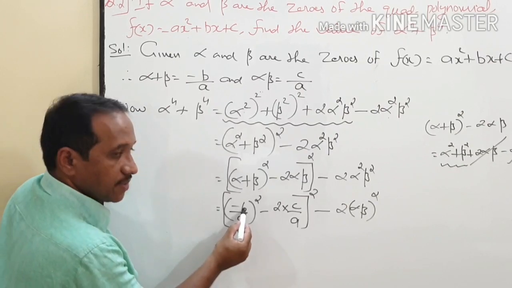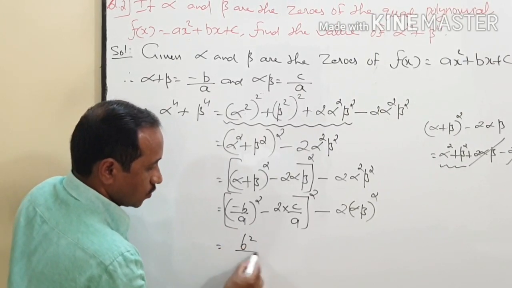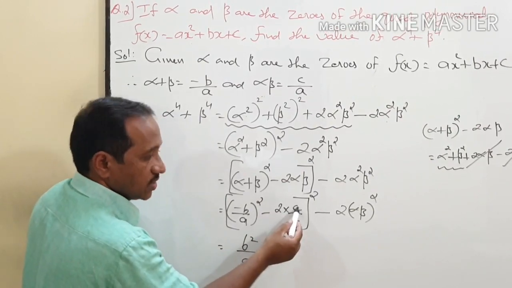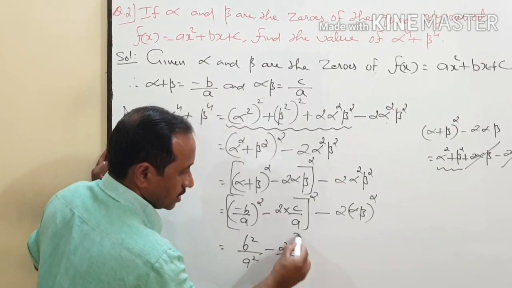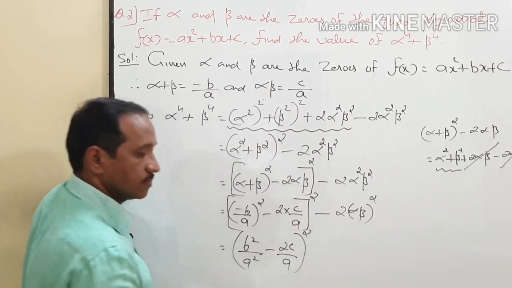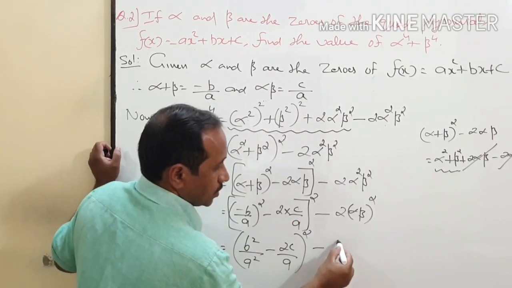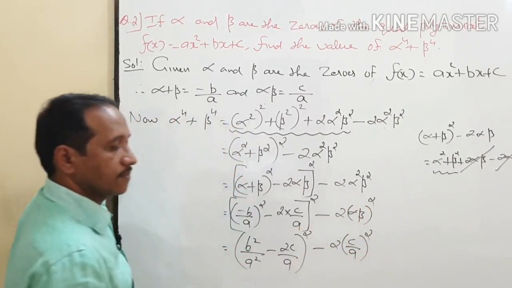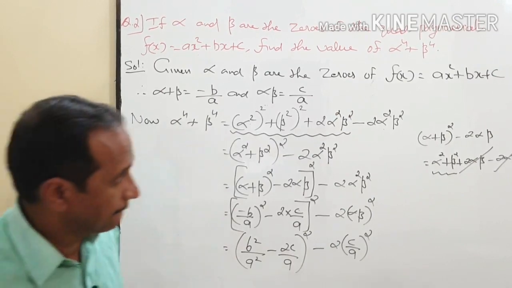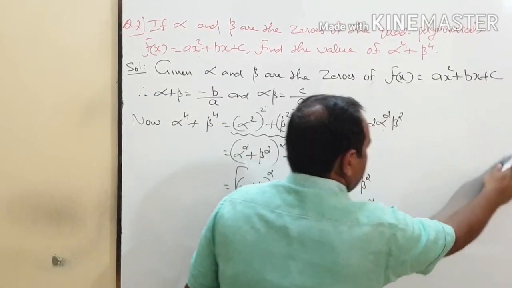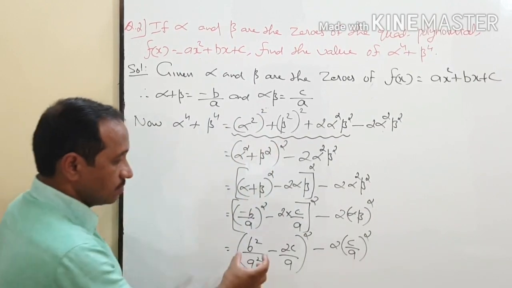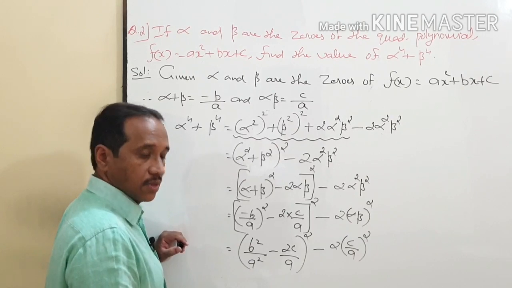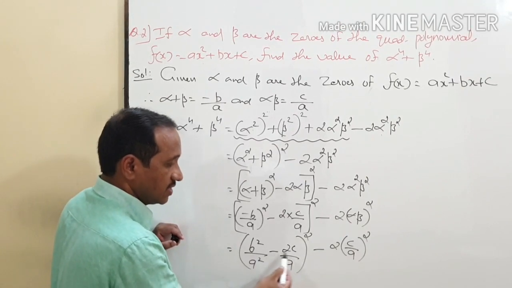Now (minus b by a) the whole square is b square by a square, minus 2 into c by a, the whole square minus 2 alpha beta is again c by a. We have to simplify this expression. First of all, we will find out the LCM of these two terms.